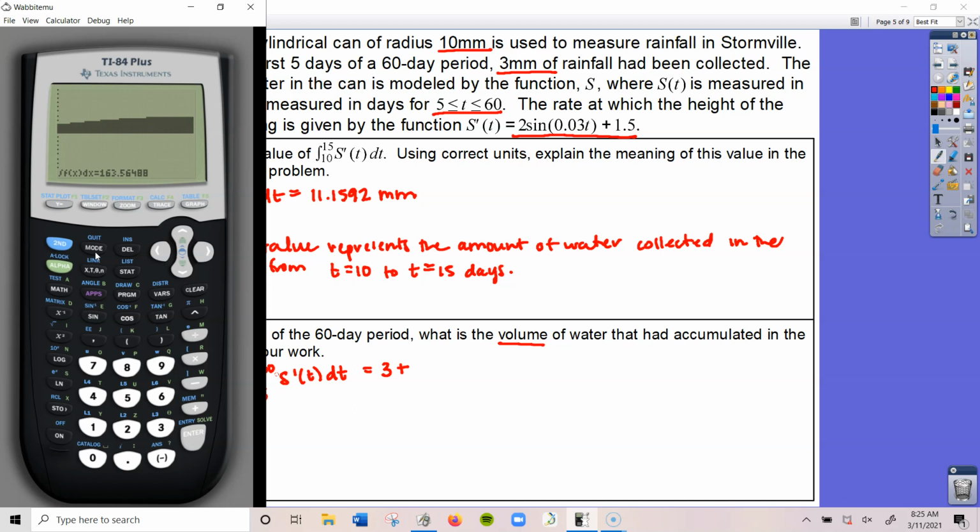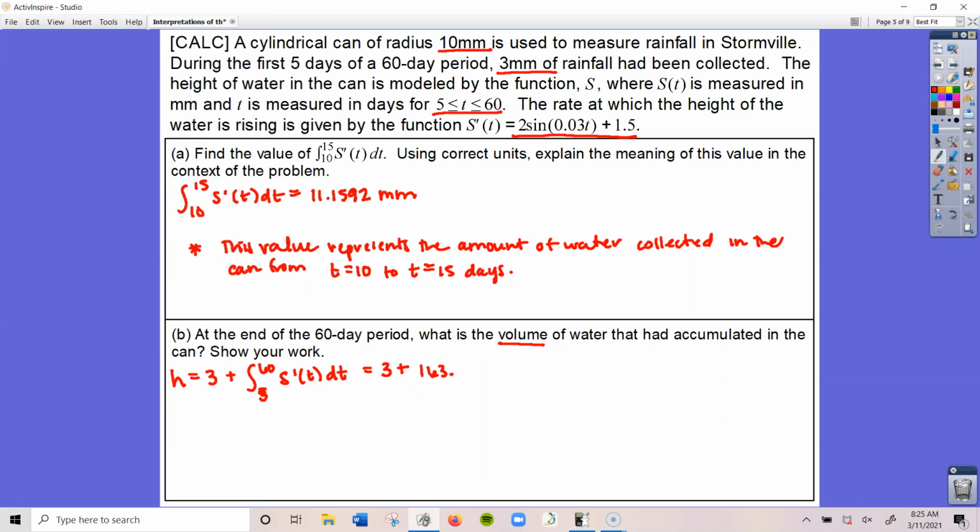And I get 163.5648. So if we add 3 to that, we have 166.5648 millimeters. So this is not volume, right? This is the height of the amount of water in the cylindrical can.